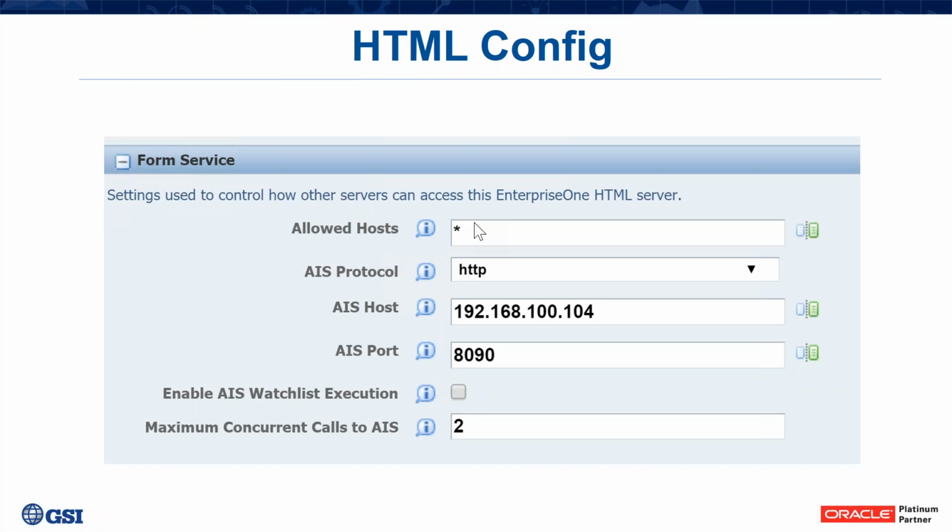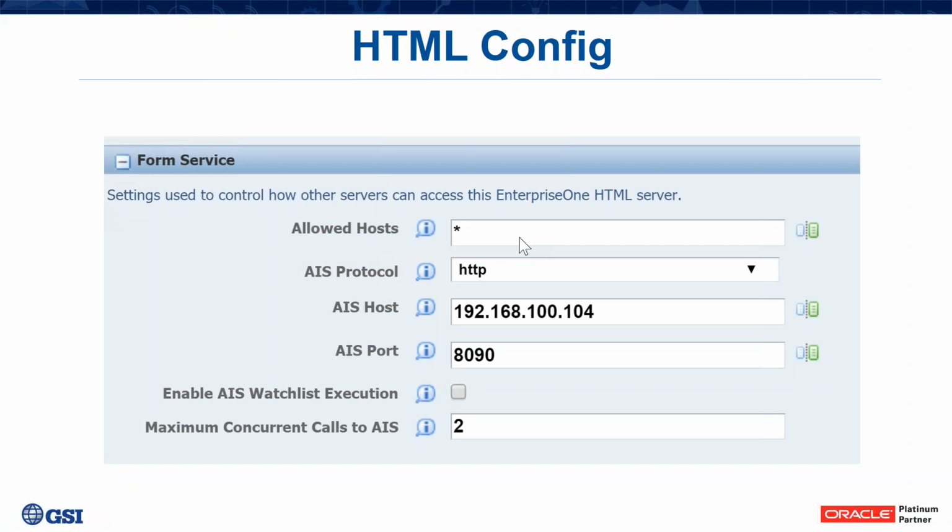You have to configure the JD Edwards HTML server. It has to have something in it for allowed hosts, what protocols, and what port to accept traffic on. So basically, you're telling the JD Edwards web server that there's going to be something else like the AIS server connecting in on it. So you could, in this case, put allowed host star, meaning allow traffic coming in from anything.